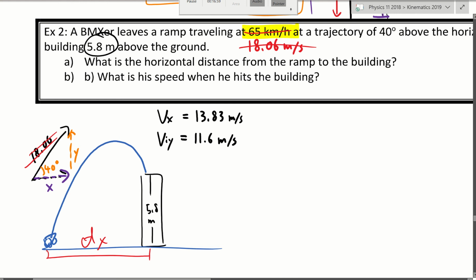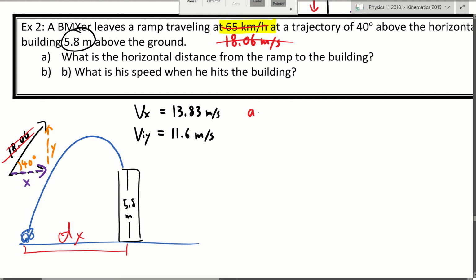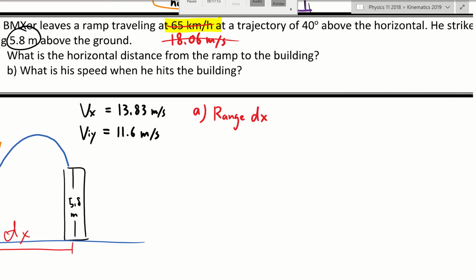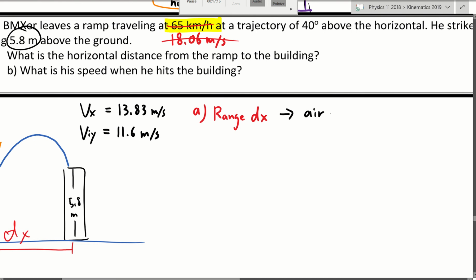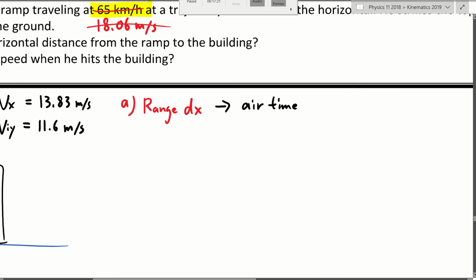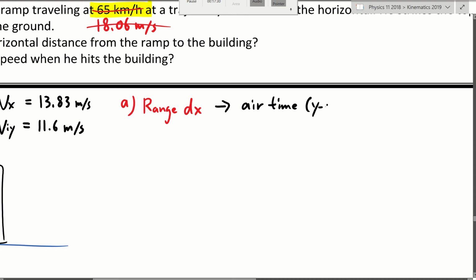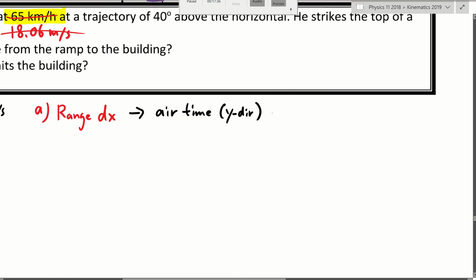But wait a moment. If you remember from before, in order to get horizontal distance, let me just remind you, this question is being very tricky. Horizontal distance can only be obtained after you get airtime, right? You have to get airtime and then get horizontal distance, because horizontal velocity is constant. You need velocity and time for that, which you don't have. But airtime is a y direction thing. In this question, in order to find airtime, you actually have to find the final y velocity first.